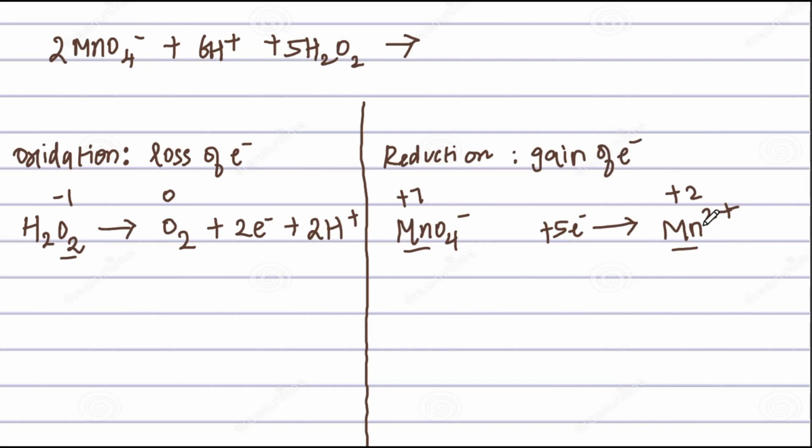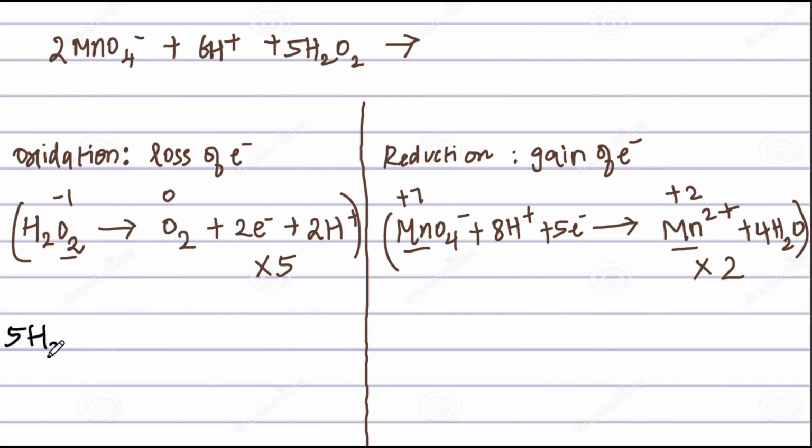Then you have to balance the oxygen atoms. 4 oxygen atoms in the reactant, so 4H2O in the product. Then you have to balance the hydrogen atoms. 4 into 2, 8 hydrogen atoms are there in the product, so 8H plus. Now you have to equate the number of electrons also. 2 electrons are there in the oxidation half reaction and 5 electrons in the reduction half reaction. So by cross multiplication, the oxidation half reaction is multiplied by 5 and the reduction half reaction is multiplied by 2.